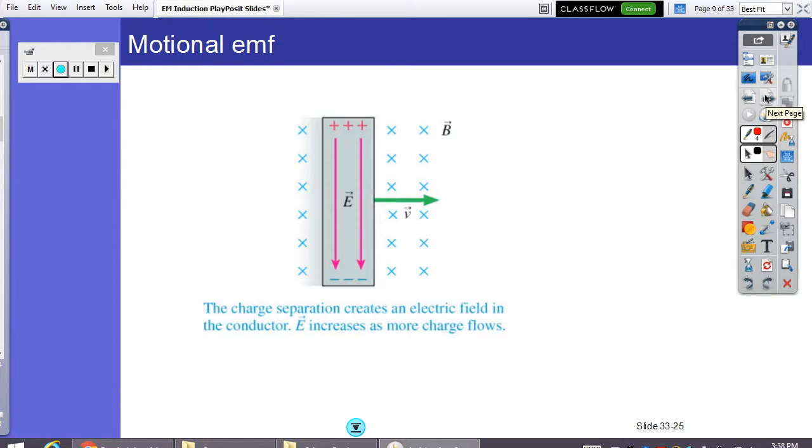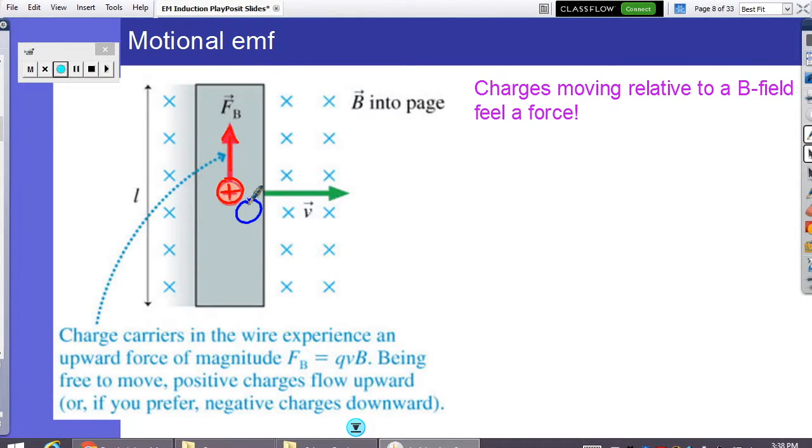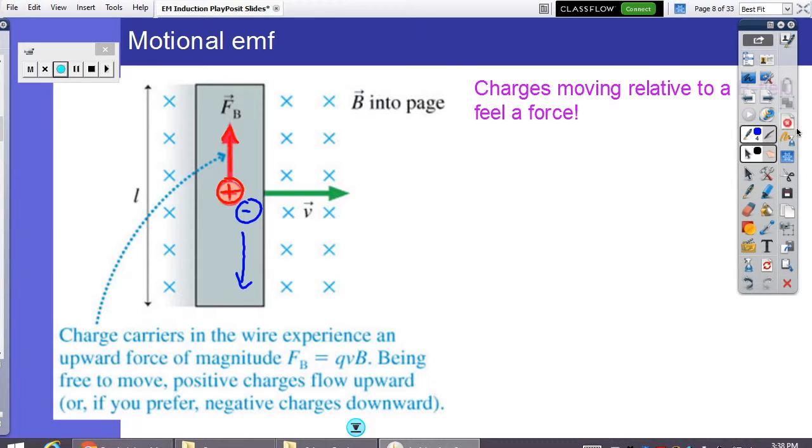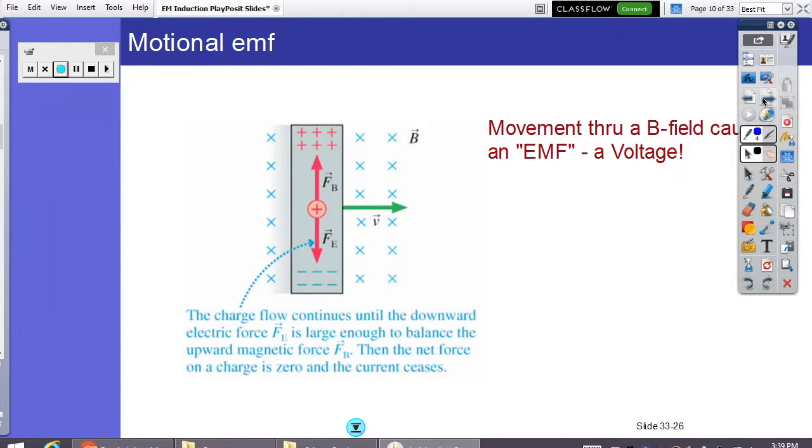And so what happens is, if positive charges go up the page, you might logically expect, and you would be correct, that negative charges should move down the page. So you get this charge separation, positives to the top, negatives to the bottom. As it moves more and more through the field, you'll get a greater and greater charge separation built up until you can't push any more charge. Positives don't want to go up anymore because there's too many positives.